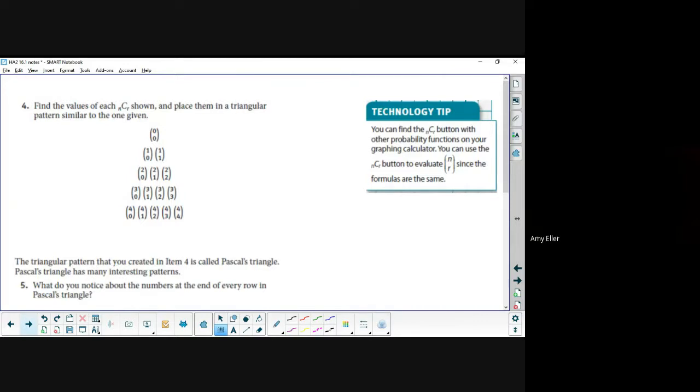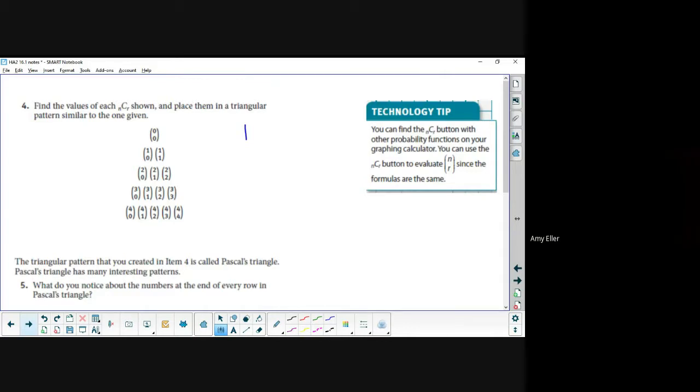Let's look at number 4. Find the value of each nCr shown and place them in a triangular pattern similar to the one shown. So when it says 0 above 0, that's saying 0 choose 0. You could type that in your calculator. Let's do that. I have 0 people. I want to choose 0 of them. I can only do that in one way. Don't choose any of them. So that is 1.